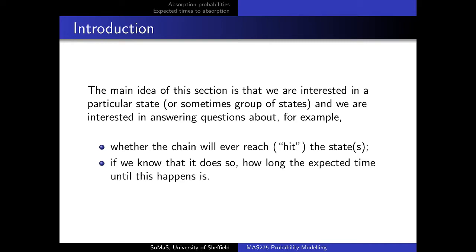and we have one special state or a group of special states for which we're interested in two questions. First, is it possible for the chain to ever hit this, and what's the probability of this happening? So probability of hitting a certain state or a certain family of states. And second, how long is the expected time until we end up hitting this set?